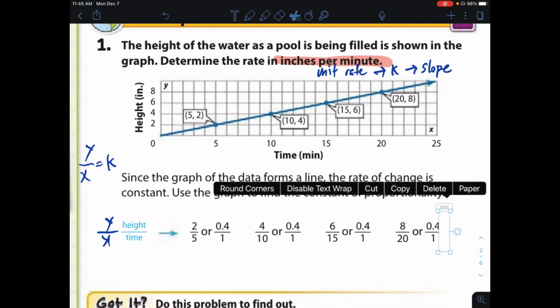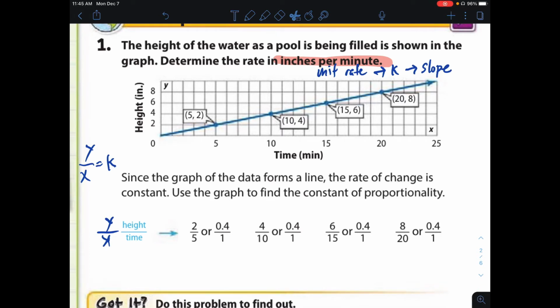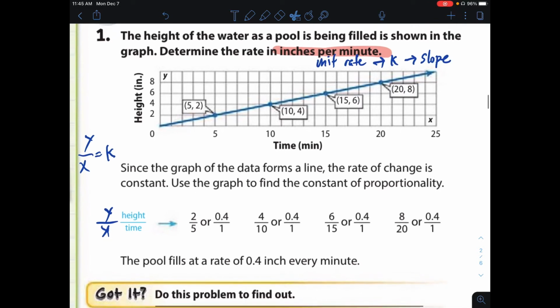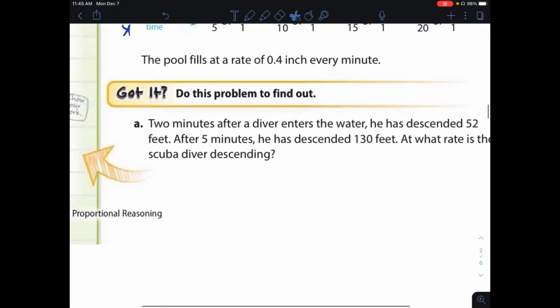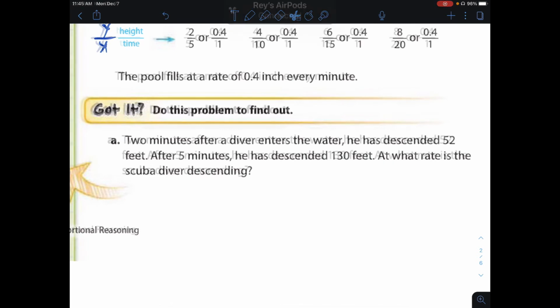So with that, we are able to determine that since we have a constant ratio, we actually found our unit rate as well. So after finding our unit rate, we know that the pool actually fills at the rate of 0.4 of an inch per minute. And if you notice, all the terms that we've been learning in this chapter are now being combined with each other. Do the guided problem, and let's see if you understand example number 1.